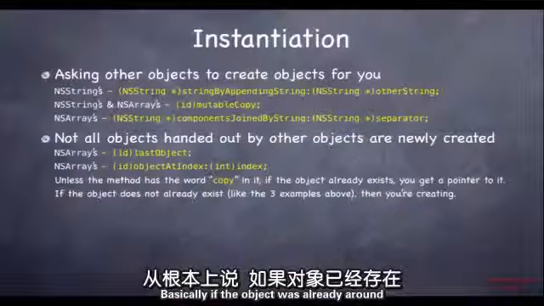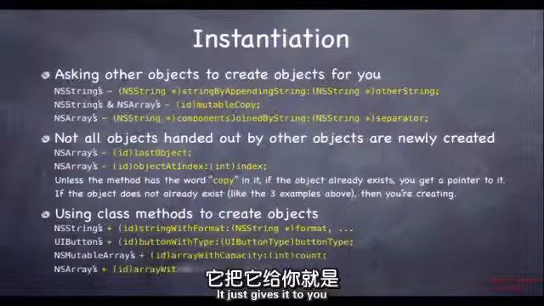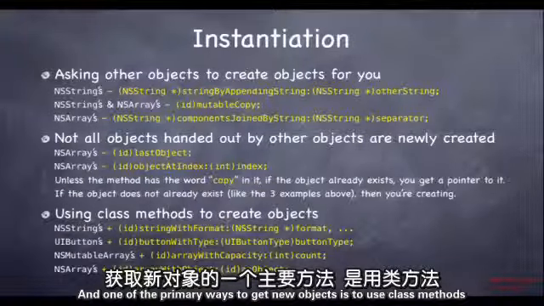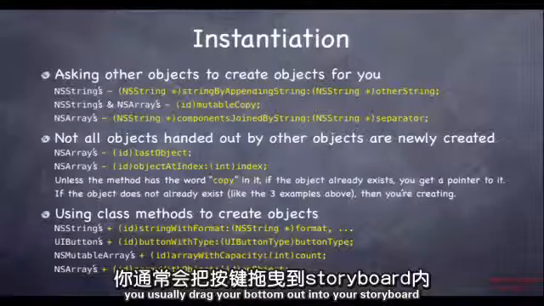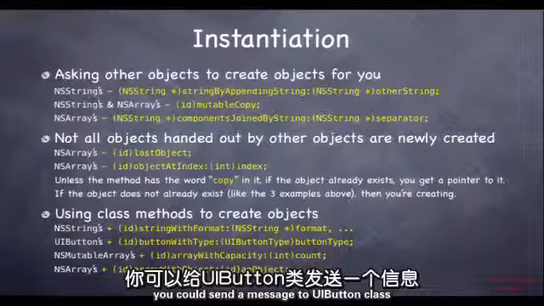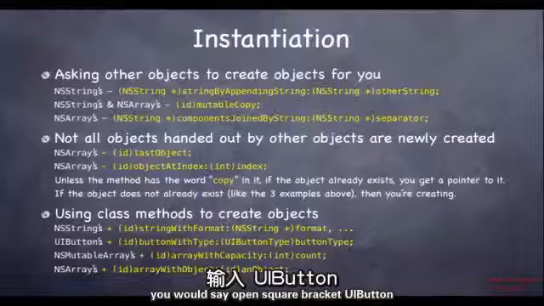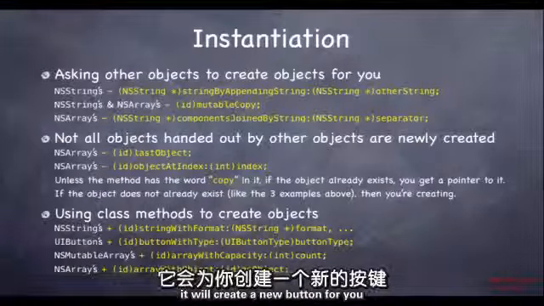It's basically if its object was already around, it just gives it to you. Okay? And one of the primary ways to get new objects is to use class methods, like string with format. Or if you wanted to create a button in code, which you almost never do, you usually drag your button out into your storyboard. But if you wanted to create a button in code, you can send a message to the UIButton class. You'd say open square bracket UIButton, button with type. And it will give you back a new button. It'll create a new button for you.